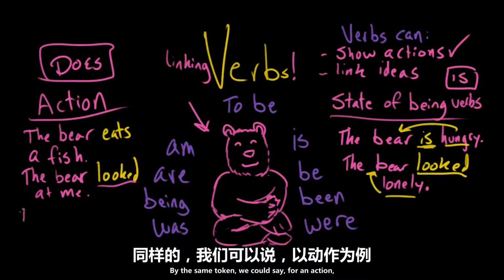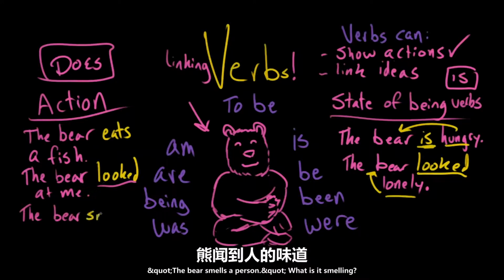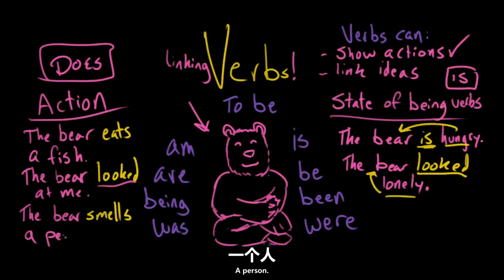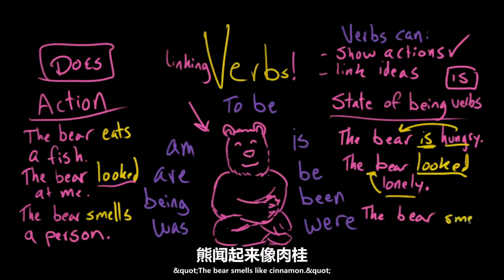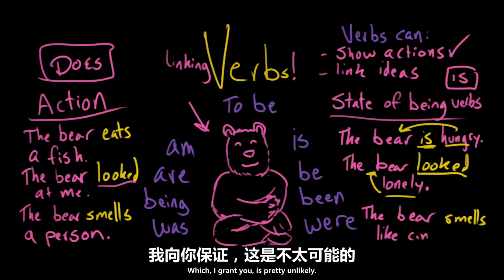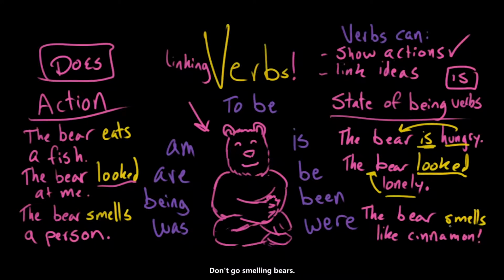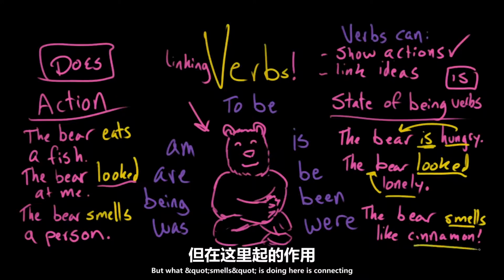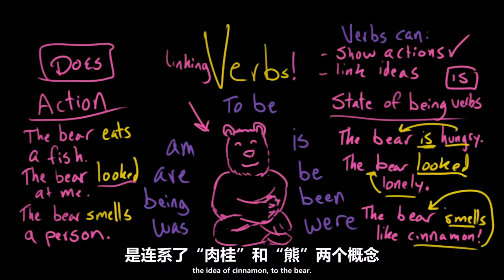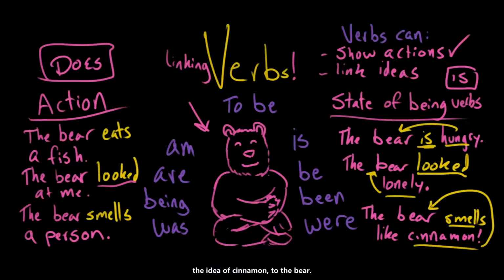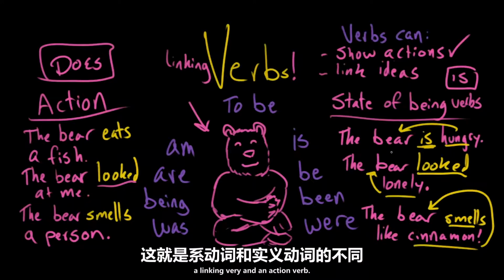By the same token, we could say for an action, the bear smells a person. What is it smelling? A person. But we could also say, the bear smells like cinnamon, which I grant you is pretty unlikely. Don't go smelling bears. But what smells is doing here is connecting the idea of cinnamon to the bear. The bear isn't smelling cinnamon, the bear smells like cinnamon. And that's the difference between a linking verb and an action verb.